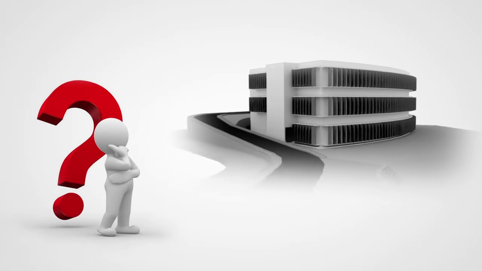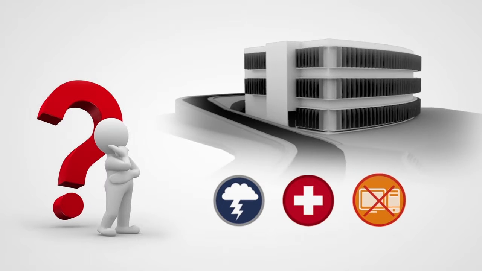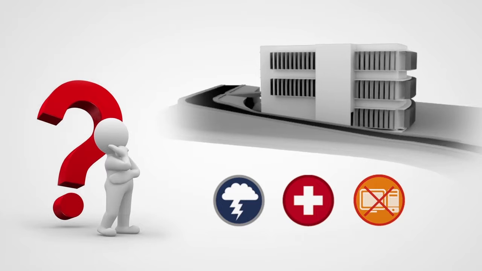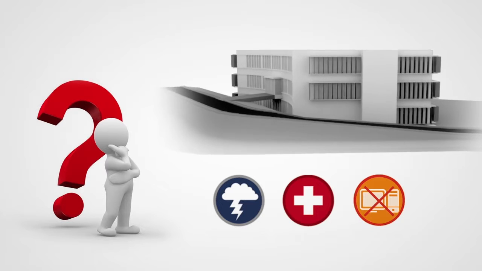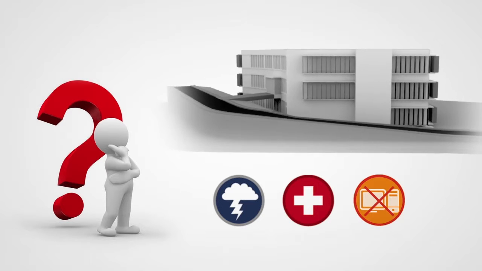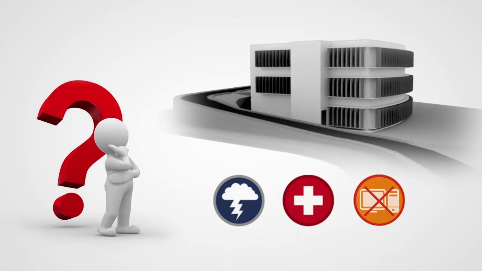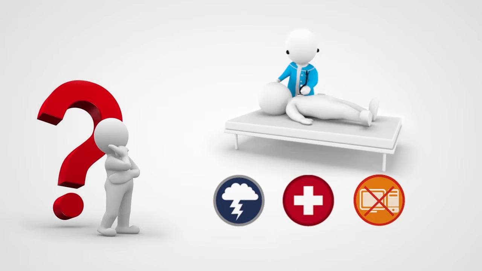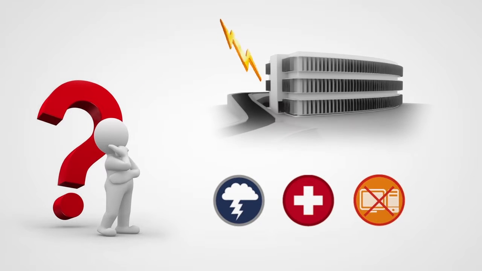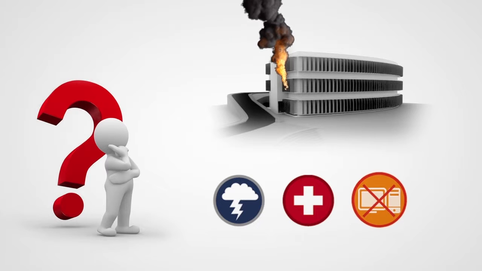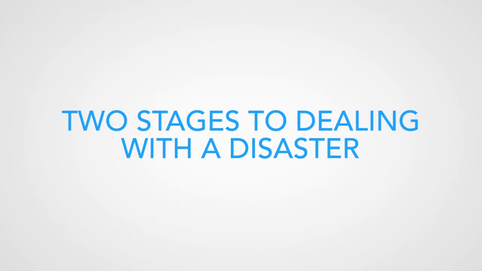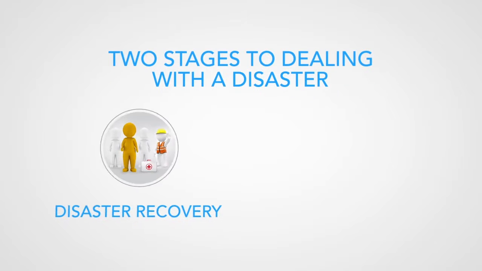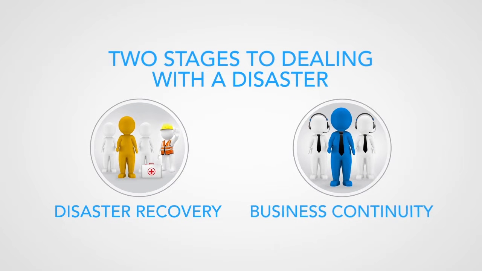A disaster is a natural or man-made hazard that results in significant physical damage or destruction, loss of life, or drastic change to the environment. In the context of an organization, this could mean loss of access to the premises, mass staff absence, or IT failure on a large scale. There are two stages to dealing with the disaster: disaster recovery and business continuity.